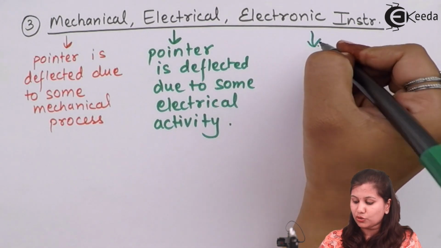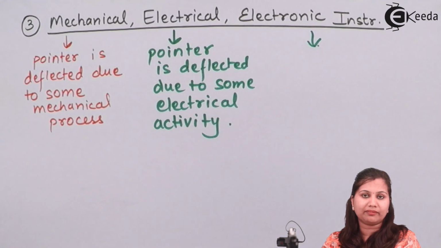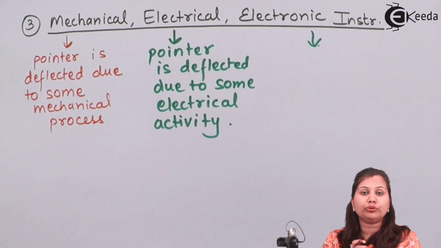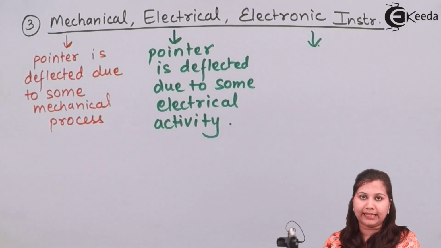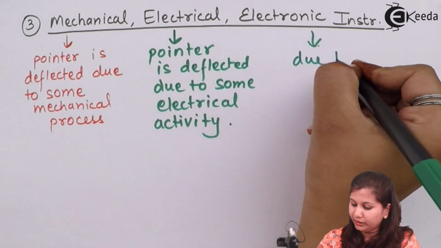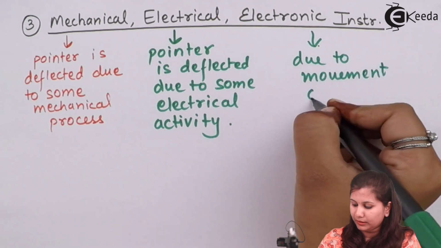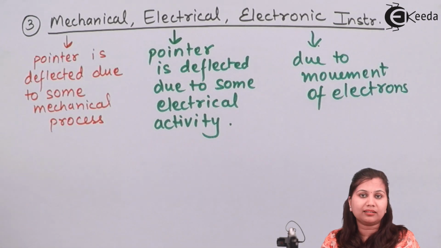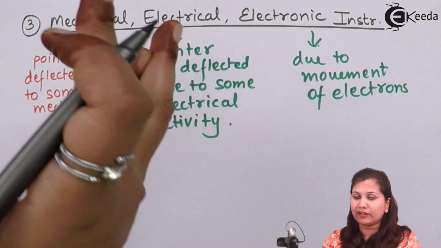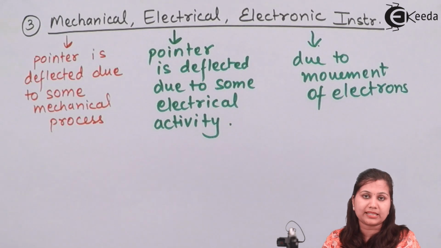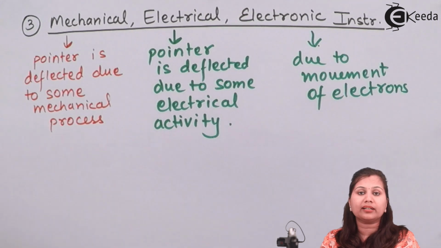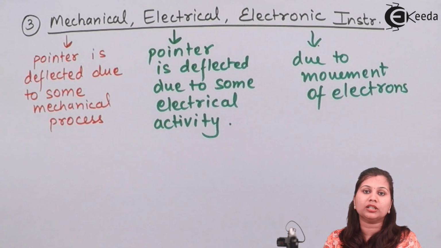In the electronic instruments, they are semiconductor devices in which electrons are involved. So due to the movement of electrons, the pointer is moved over a scale. Here some semiconductor activity is involved, that is why these are known as electronic instruments. An example is the CRO, that is the cathode ray oscilloscope. In the cathode ray oscilloscope we have electrons.